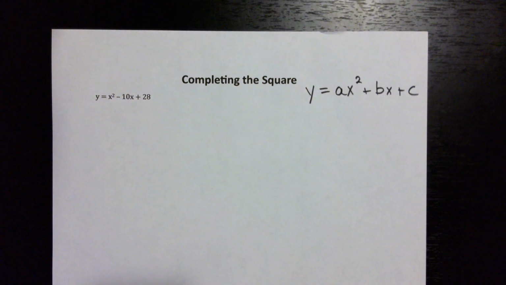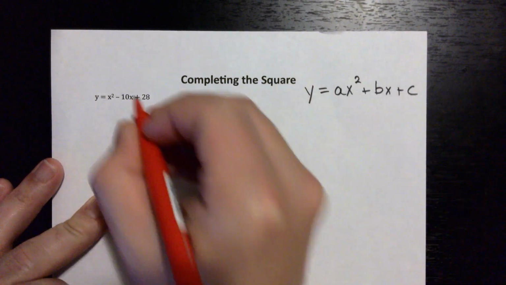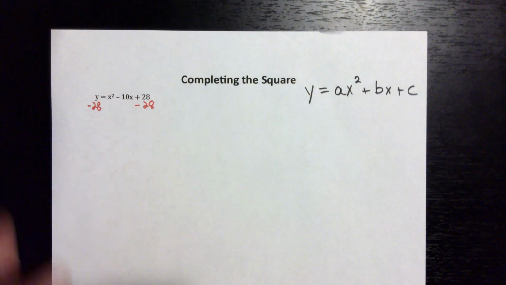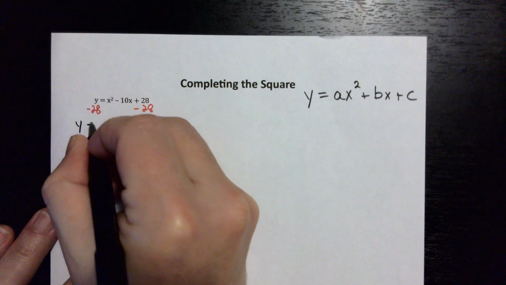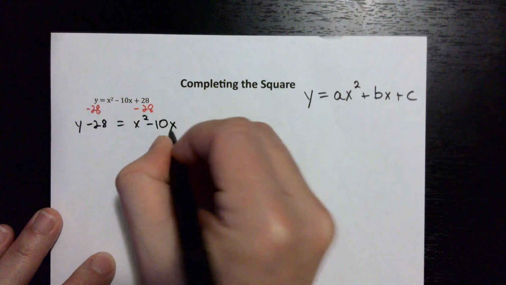The second step on this problem is that we need to get the constant, the c term, to the other side. So I'm going to subtract 28 from both sides, which will give me y minus 28 is equal to x squared minus 10x.